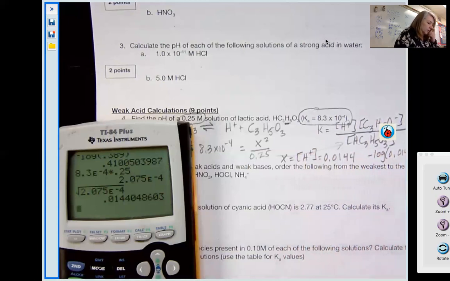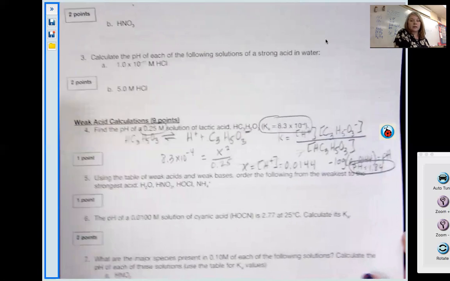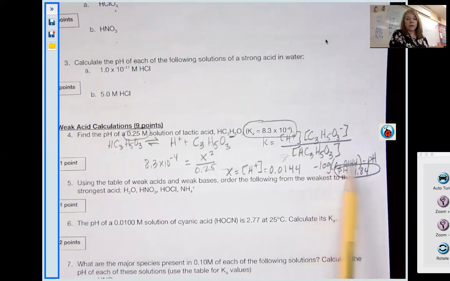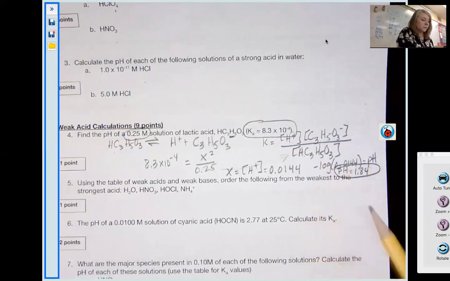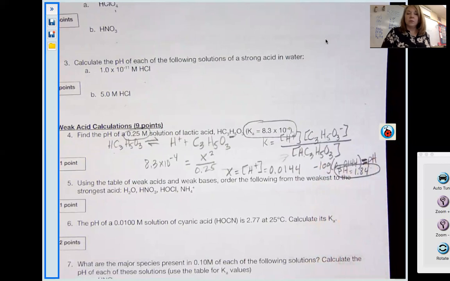And I know there's not a lot of room on that part, but I think you can handle it. Negative log of that number, enter. Okay, and so the pH on this first one is 1.84. There's my final answer. So we took the negative log of that number, which gave us the pH, and that's supposed to be an equal sign right there. Okay, and so our pH is 1.84.